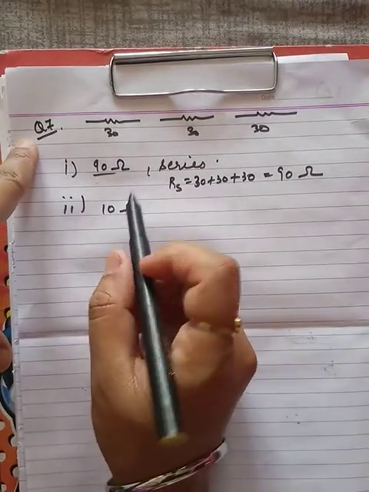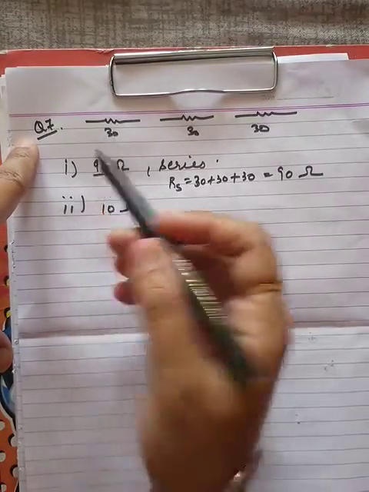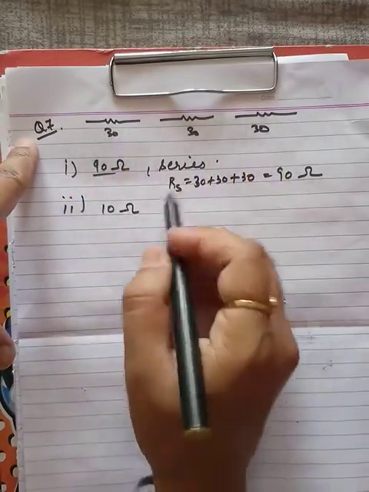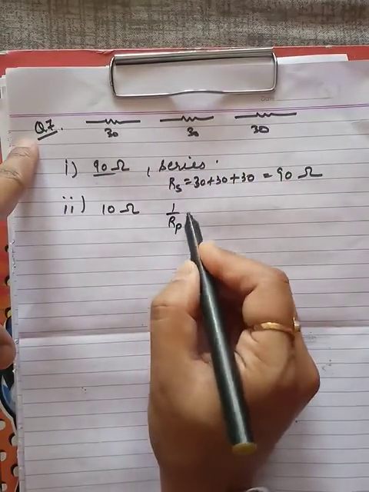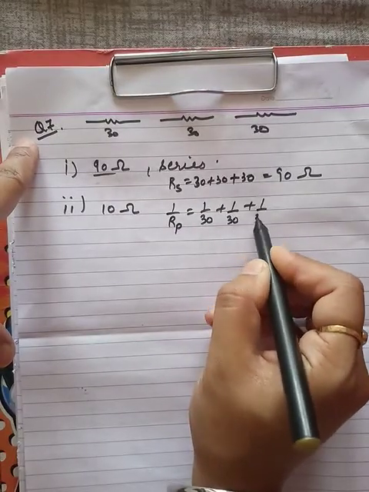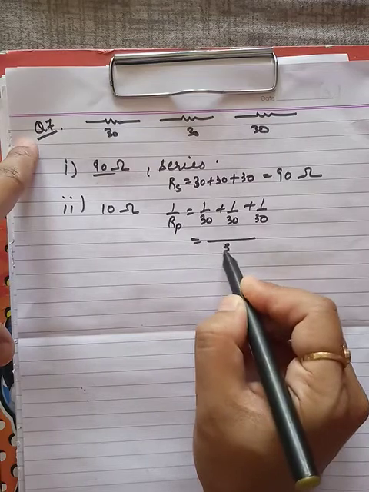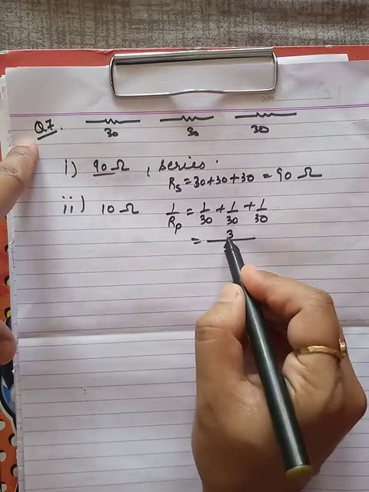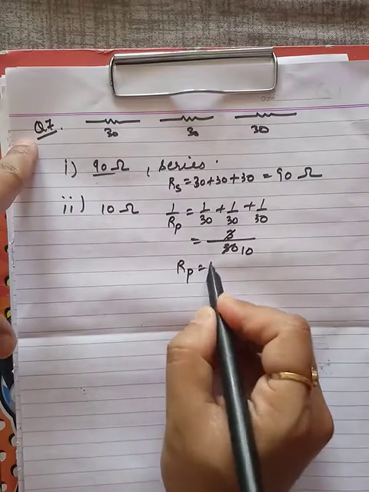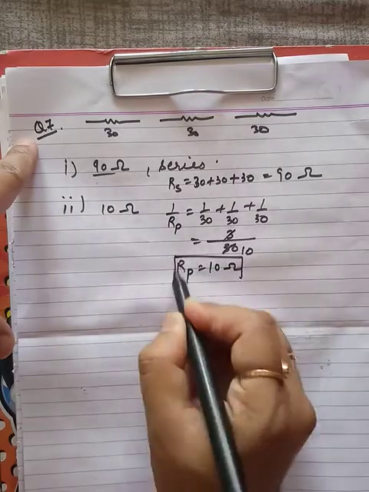In the second part it is asking 10 ohm. 10 ohm is very less as compared to 30, so it may be in parallel combination. If we connect all these 3 in parallel, then 1 by Rp is equal to 1 by 30 plus 1 by 30 plus 1 by 30. It will have LCM as 30, so 1 plus 1 plus 1, that is 3, so it will be 10. That means Rp is equal to 10 ohm.